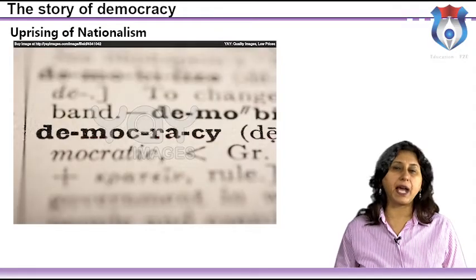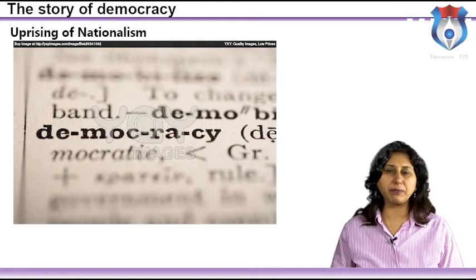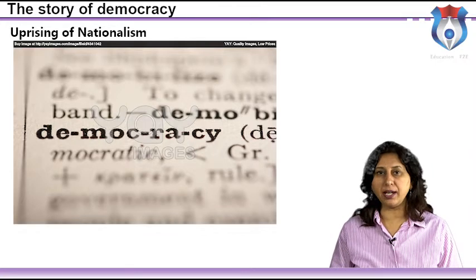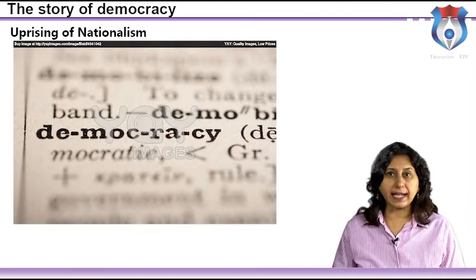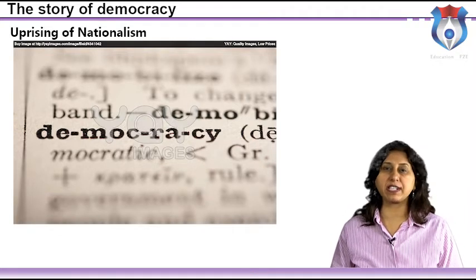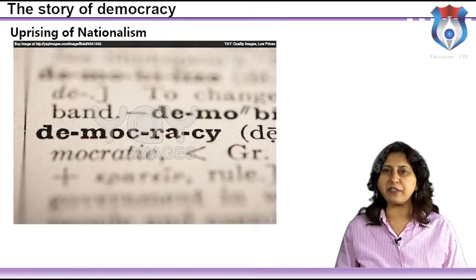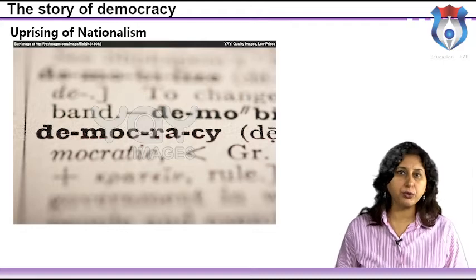Let us begin by understanding the uprising of nationalism. The British government formally took charge of India in the mid-19th century after displacing the British East India Company that had expanded its trade from 1757 to 1857. The year 1857 saw a significant uprising against the British rule.